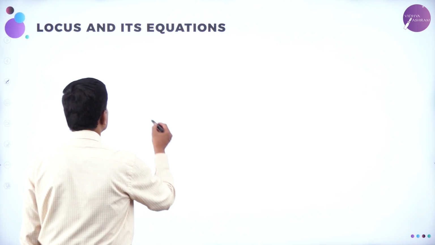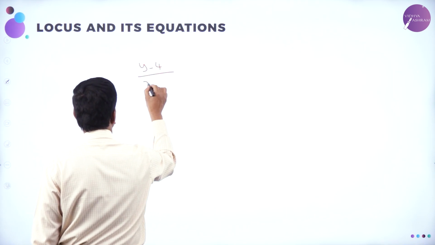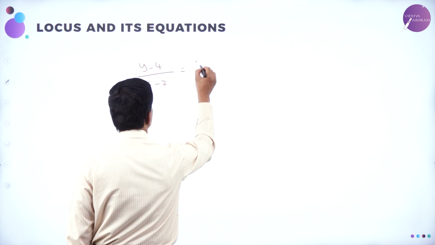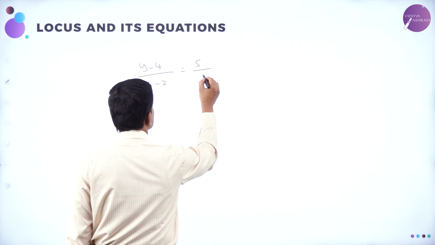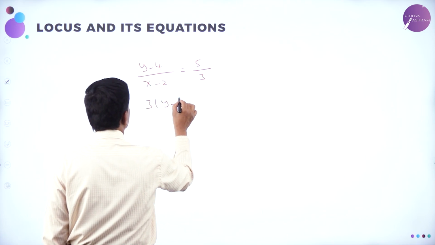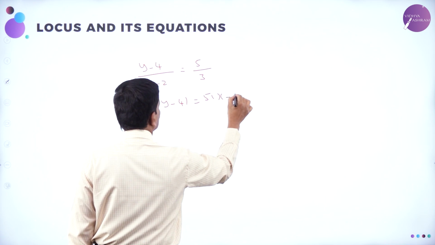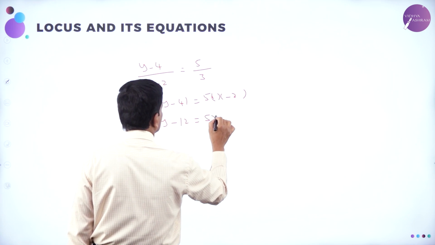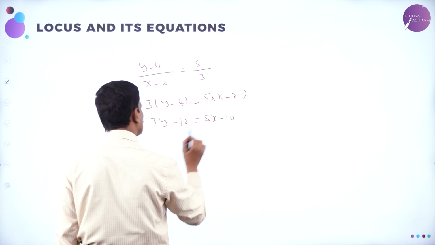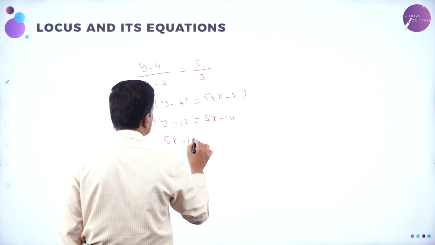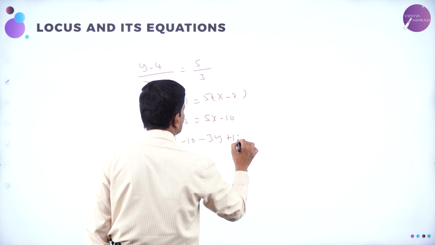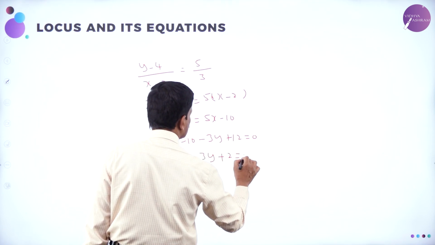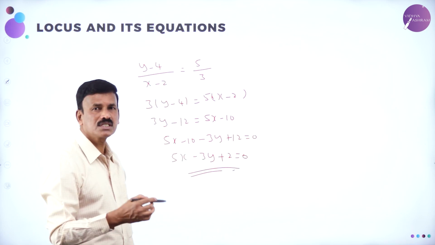Now, this is y minus 4 divided by x minus 2 is equal to 9 minus 4, which is 5, divided by 5 minus 2, which is 3. Cross multiply. 3 into y minus 4 is equal to 5 into x minus 2. That is 3y minus 12 is equal to 5x minus 10. Just transfer this to the left hand side. 5x minus 10 minus 3y plus 12 is equal to 0, or 5x minus 3y plus 2 is equal to 0 is the required equation. That is a straight line.